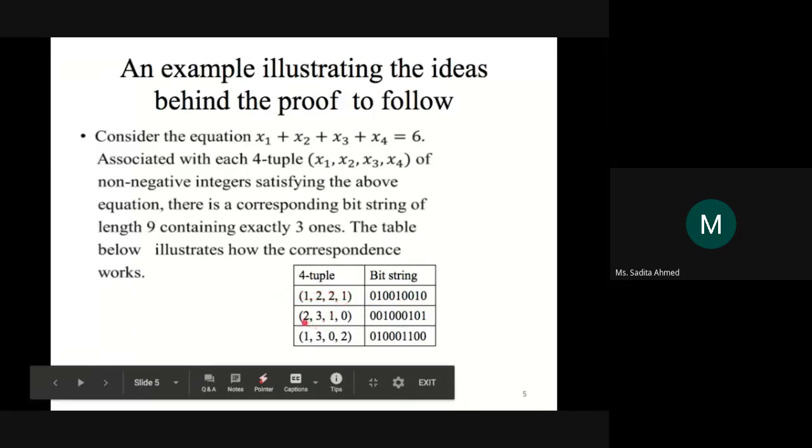Then another possible solution is this. x1 is equal to 2, x2 is equal to 3, x3 is equal to 1, and x4 is equal to 0. This also gives us 6 for this equation. So this is another possible solution. So how do we represent this?